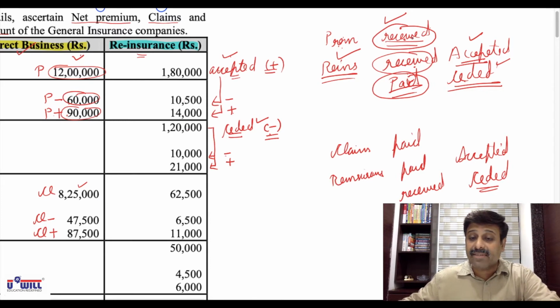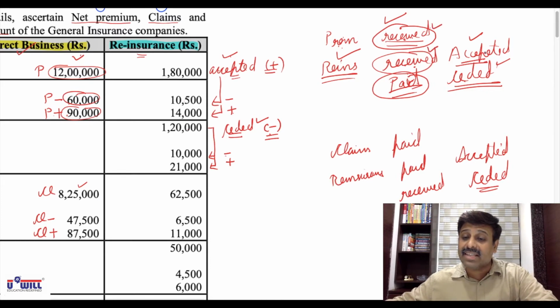Premium is to be received. So if the word received is given, it is accepted. If paid is given, it is ceded. In claims, if the word paid is given, it is accepted. If received is given, it is ceded.